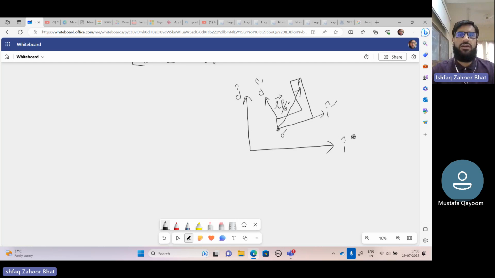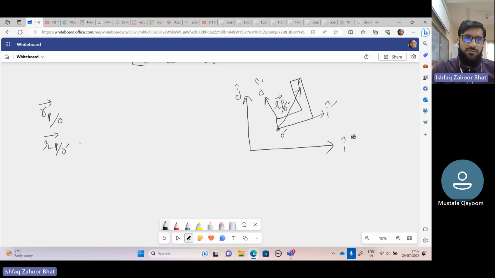So what was our need? What we were looking for? We were looking for the position of P in inertial frame. That is, we are looking for this thing. Okay, this was our starting point. We are looking for the position of this P point in inertial frame. But what we have got? We have got RP with respect to O dash. We have got this vector.